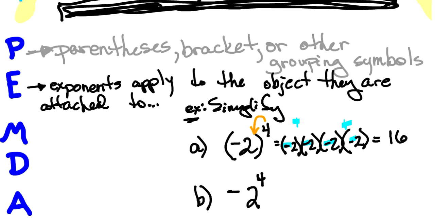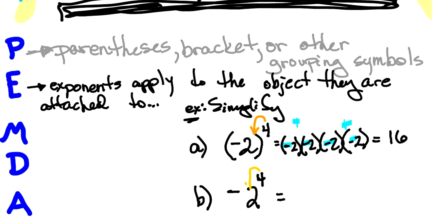Now let's take a look at B. At first, if we hadn't said everything we said before, at first glance maybe some of you would have said, oh, this is going to be positive 16 because it's -2 to the fourth, an even number of times, right? A negative number times itself an even number of times is going to give you a positive value. But let's look a little closer and see what happens, knowing that the exponent is only going to apply to what it's attached to.